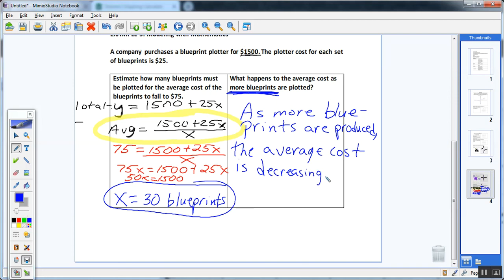Will the average ever get down to 25? Or will it get really, really close to 25? What number is keeping it from getting to 25? Every print was $25, but we were also including the price of the machine, right? Once you throw that 1,500 in there with every single 25, your average will never ever be 25. The more 25s you add, the closer you're going to get, but you will never ever get there, okay? All right, kids, questions first of all, notes.